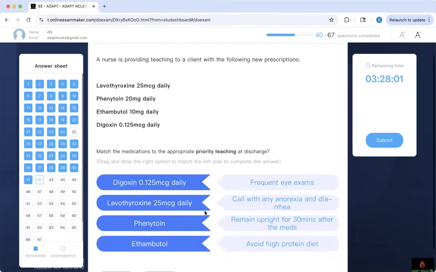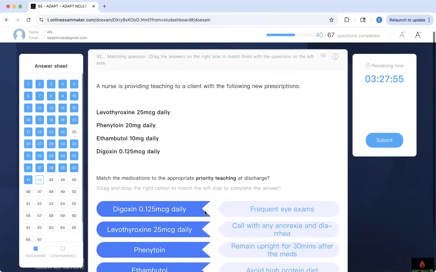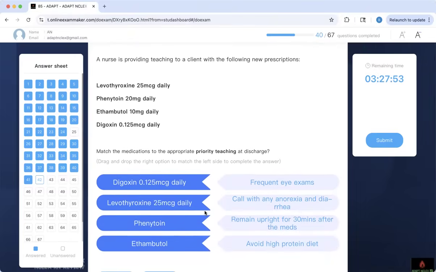Another question that we see will trap you, but don't worry. Pharmacology, this is the way to test your knowledge on pharmacology. It's adapting the NCLEX Q-Bank way of structuring pharmacology. The next is provide teaching to a client who is prescribed what? Levothyroxine, phenytoin, phenobarbital, and digoxin. Match the medication to the appropriate priority teaching. What do you teach them? If you take digoxin, what do you tell them? If you take levothyroxine, what do you tell them? If you take phenytoin, what do you tell them? And phenobarbital, what do you tell them?